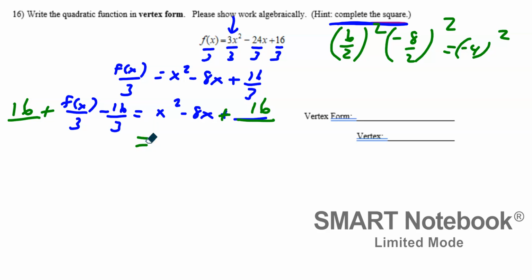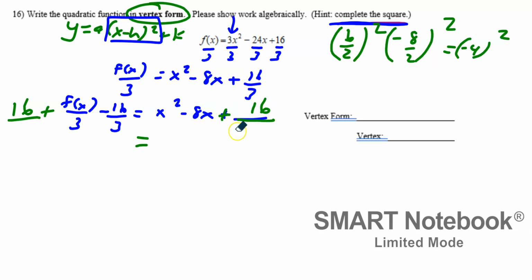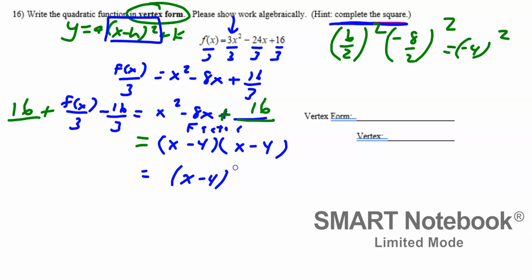The reason that we're doing this is we're trying to get this in vertex form, which is this. And we're trying to get it in this format, something quantity squared. Right now, after you add that special number, the side with the x's is always going to factor, and it'll factor nicely for us. Two numbers that multiply to be 16 and add to be negative 8 is negative 4 twice, which could really be written as x minus 4 quantity squared.